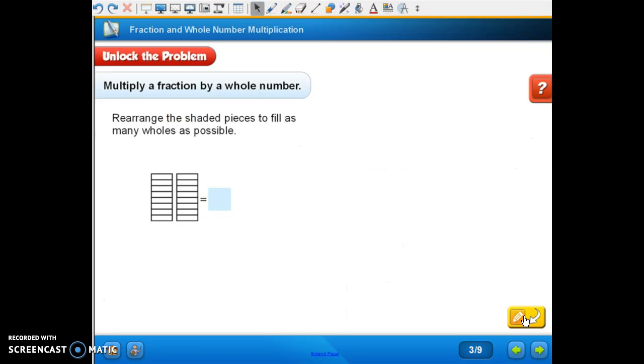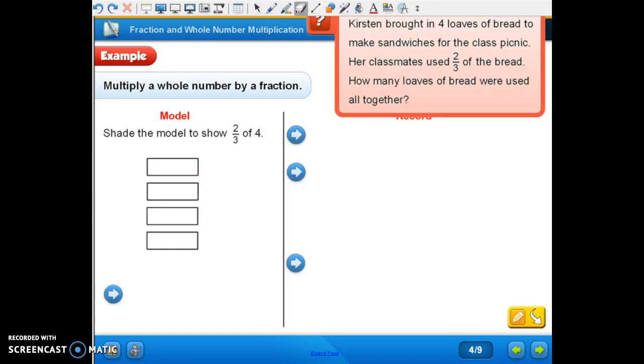Now we're going to rearrange the shaded pieces to fill the holes. Well, page 300. Kristen bought 4 loaves of bread to make sandwiches for the class picnic. Her classmates used 2/3 of the bread. How many loaves of bread were used all together? So we're going to divide our bread loaves into thirds. And it says they used 2/3 of the bread. So we're going to shade in 2/3 of each of our loaves.